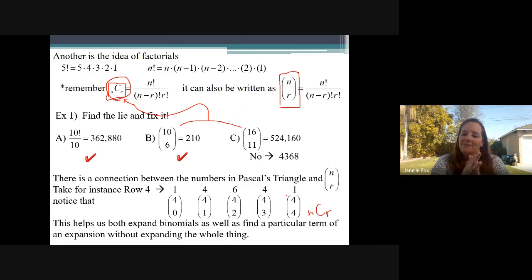Yay! Okay, so this notation will help us expand binomials if we really don't want to do Pascal's triangle, as well as, and this is probably the most important part, what we're definitely going to use it for, finding a particular term of an expansion without expanding the whole thing. That is definitely what we're going to be using this for, 100%.